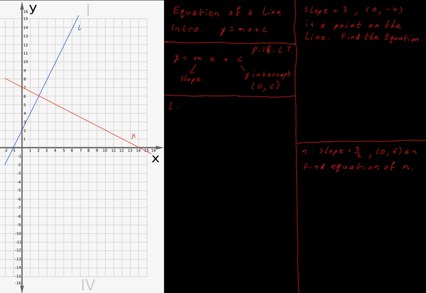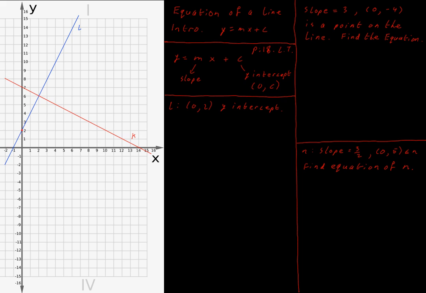My y-intercept, if I look at where I cross the y-axis, the point x is 0, y is 2. That's a point on my line. That's where I cross the y-axis. So that's my y-intercept.